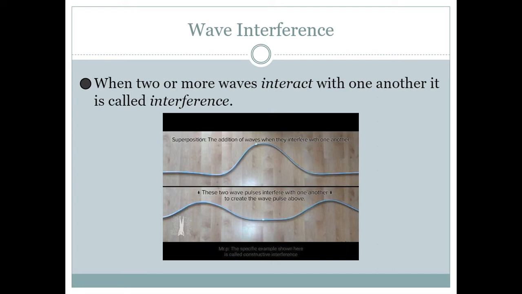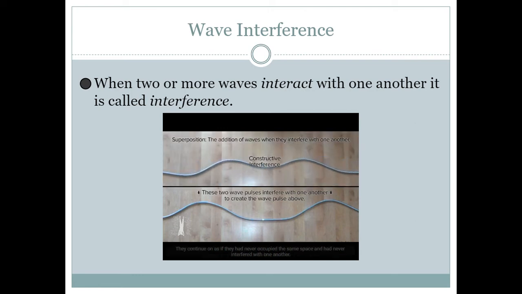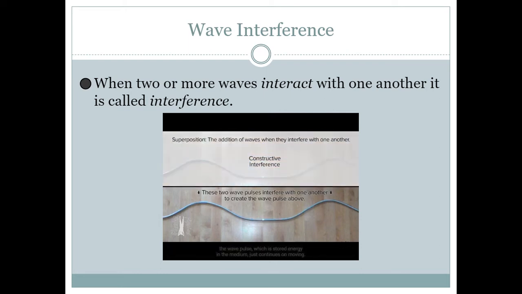Got it. The specific example shown here is called constructive interference because the two waves add up to a larger amplitude wave. And after the two wave pulses interfere with one another, the two waves continue on the spring with the same shape they had before. They continue on as if they had never occupied the same space and had never interfered with one another. That makes sense because the wave pulse, which is stored energy in the medium, just continues on moving.